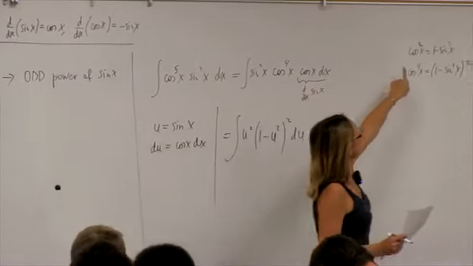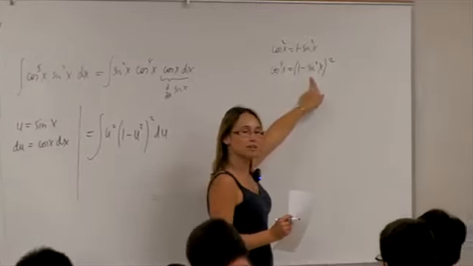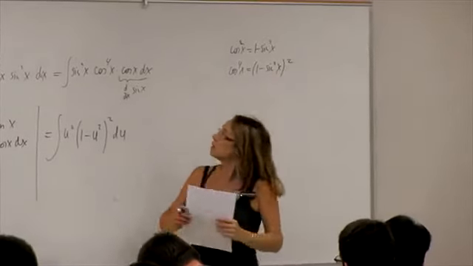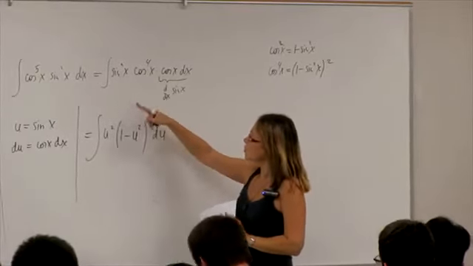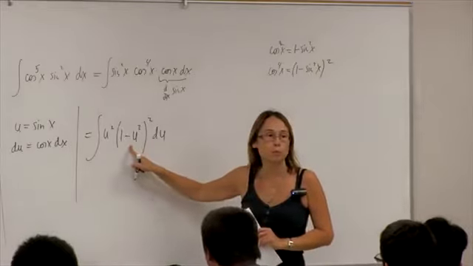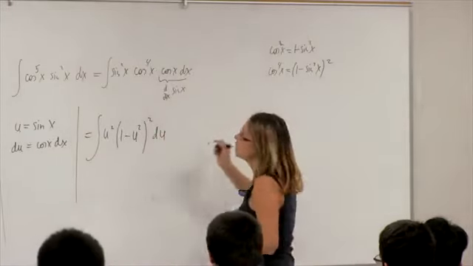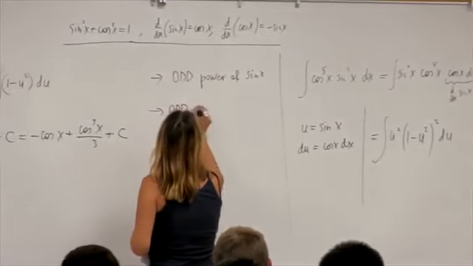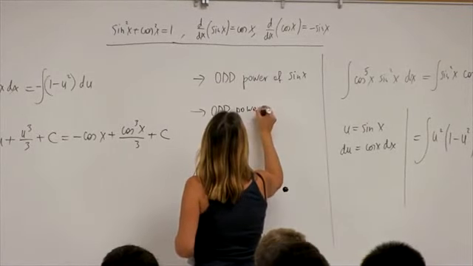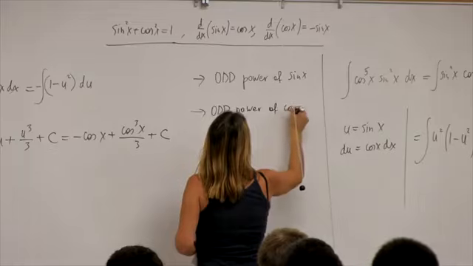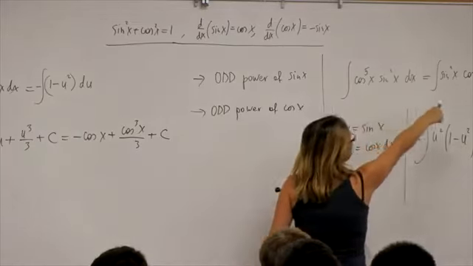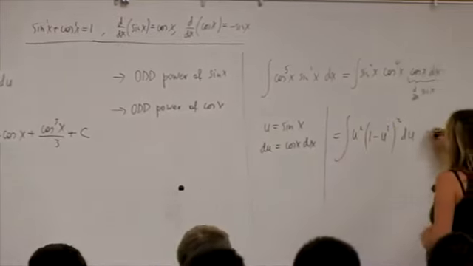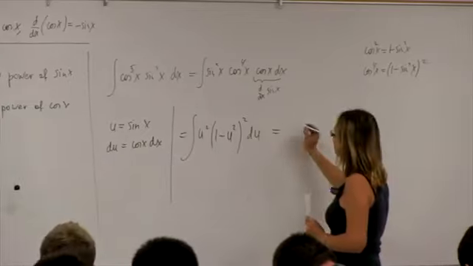So it was good that this power was fourth. I was able to use this identity and simply square it to get cosine in terms of sine, or in terms of u. So here I had an odd power of cosine, and I used it. Let me finish this so you have the complete picture.